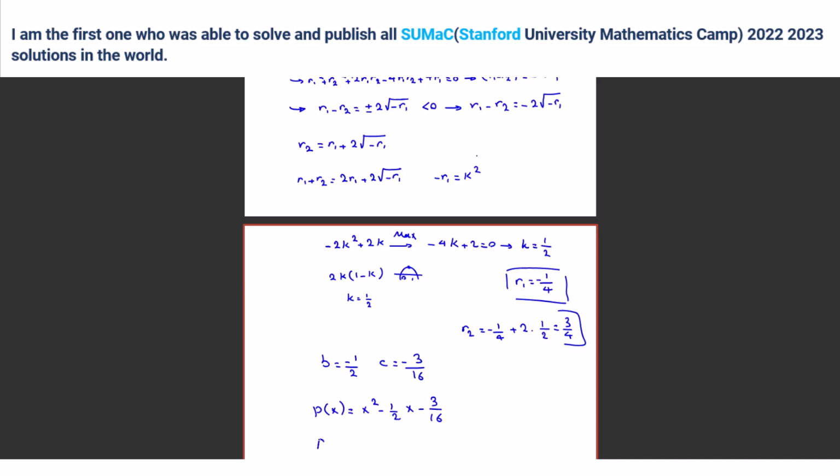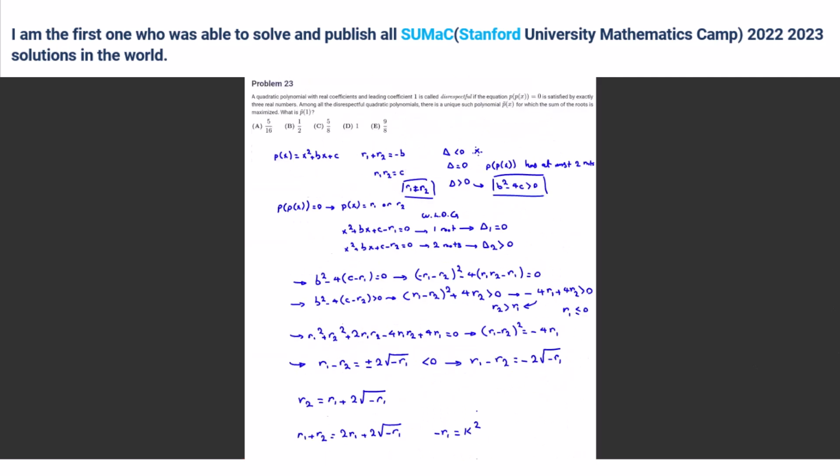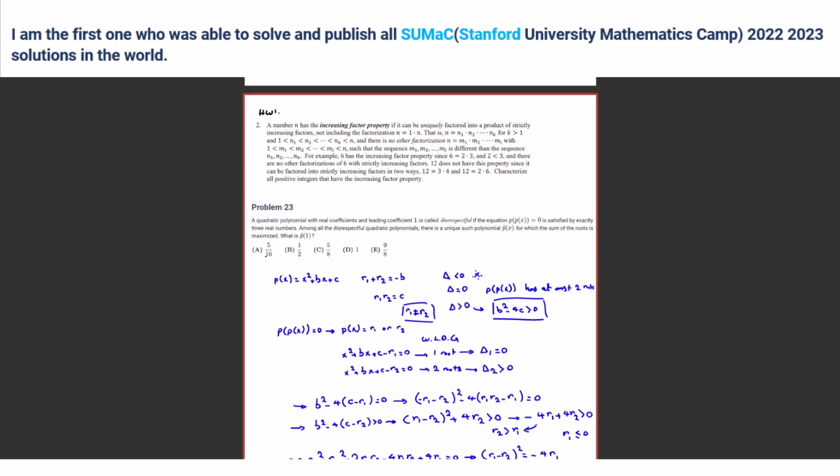The problem says P of 1 for this is what? 5/16. Yes. So it's 16 minus 8 minus 3, so it is 5/16. Choice A, right? Yeah.